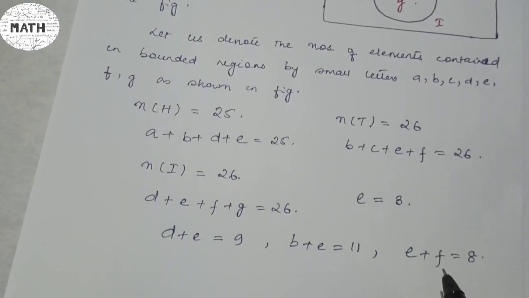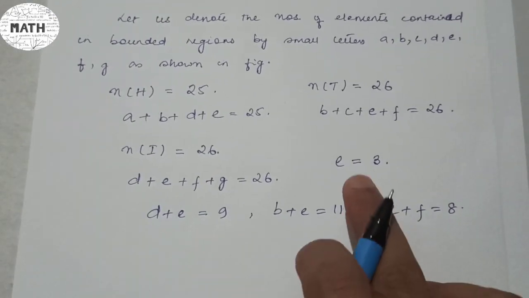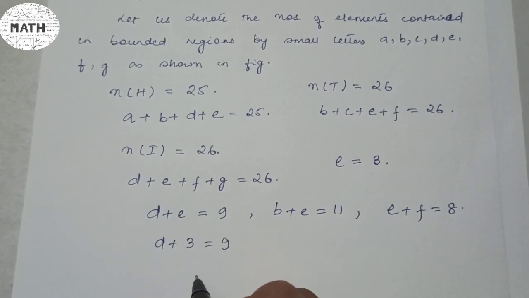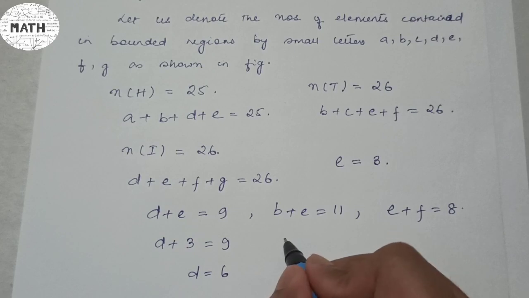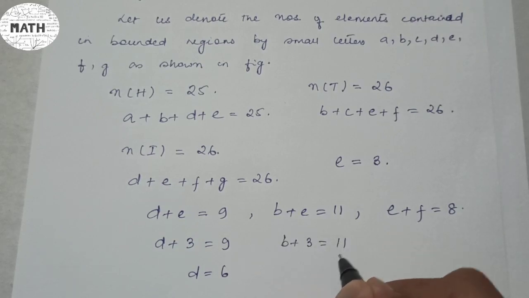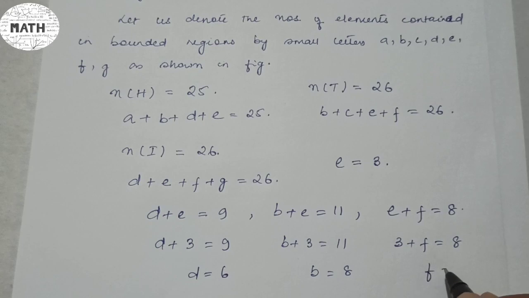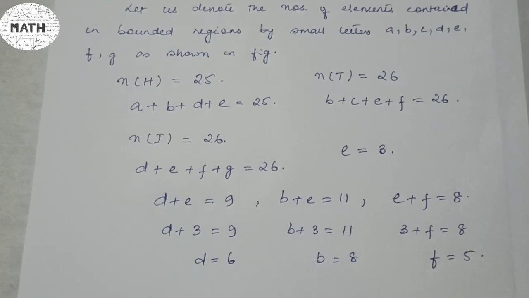So if I happen to put the value of E over here, I'll get D plus 3 is equal to 9. So D is how much? 6. Similarly, B plus 3 is equal to 11. I'll get B to be 8. And 3 plus F is equal to 8. So I'll happen to get F to be 5. I hope you're clear again till there.